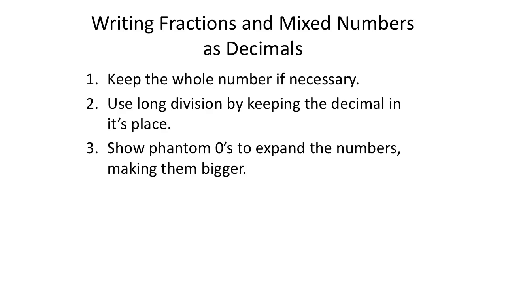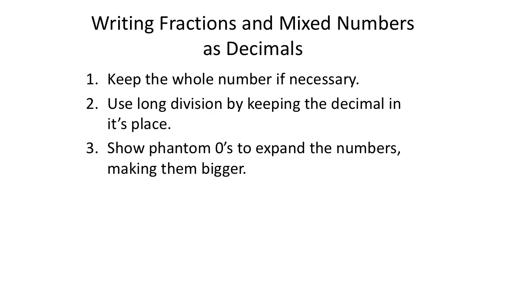So, writing fractions and mixed numbers as decimals. If it's a mixed number, you just keep the whole number as is, and the sign of it, by the way. So if it's negative, you just keep it negative. The only thing we're really dividing is the fractional part of the mixed number. If there is no whole value, it's just a proper fraction, I suppose. Even if it was an improper fraction, you're still looking at division, though, okay? Use long division and then keep the decimal in its place.